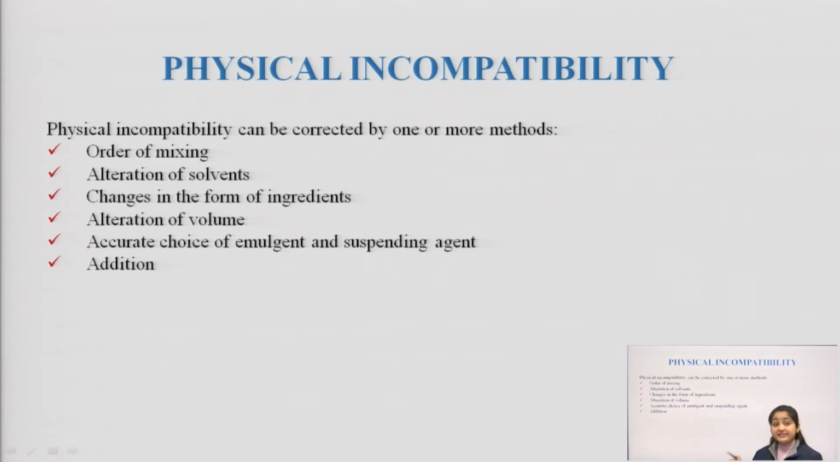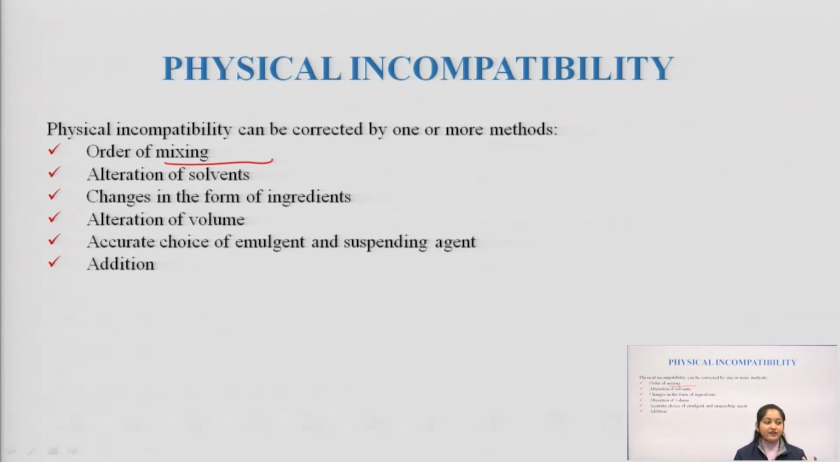Physical incompatibility definitely can be corrected, and the correction of physical incompatibility does not need very high skill. We just have to be very much aware of different parameters that we are going to study now. If these parameters are kept in mind properly, then we can eliminate the possibility of physical incompatibility. Let us understand these. The very first is order of mixing. If we alter the order of mixing of two or more formulations, then we can eliminate the possibility of physical incompatibility.